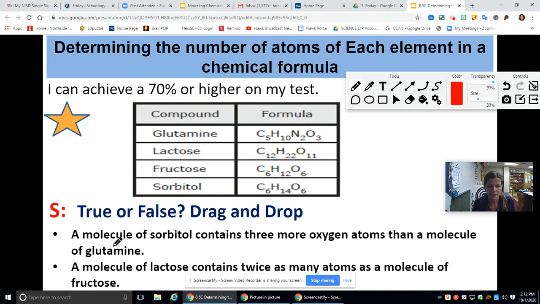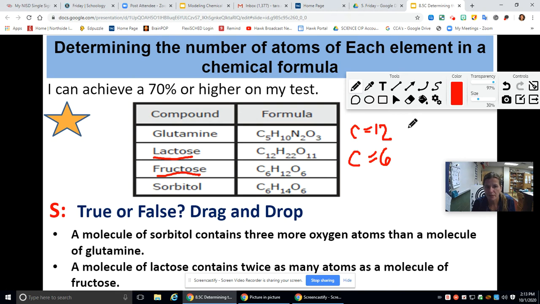It says, a molecule of lactose contains twice as many atoms as a molecule of fructose. So we're comparing lactose and fructose. Usually you could write these side by side. You can write out your element and how many it has. So lactose has 12, and then fructose has 6 carbon atoms. So far that's twice as many, that's double. Let's compare our hydrogens now.